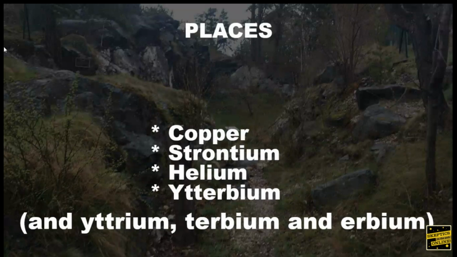Copper, a lot of people don't realize that's named after a place. Copper is the Roman word for Cyprus, which is where they took it from. Strontium is the first element named after a place in the UK. It's the only place that has an element named after it in the UK. It's the village of Strontian in Scotland. It is tiny. It's almost as big as Ytterby, actually.